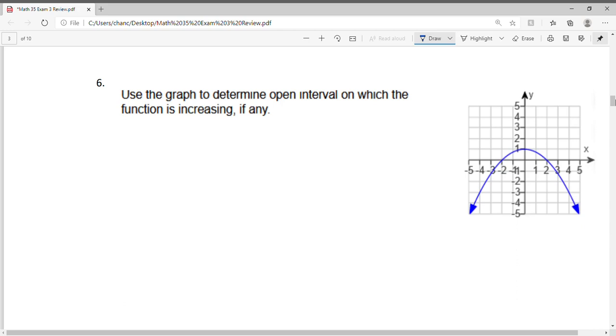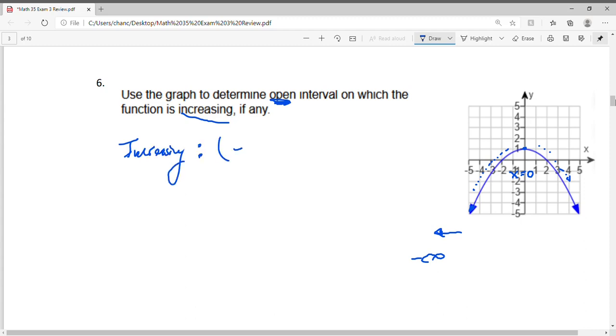Question 6, use the graph to determine open, the key phrase here is open intervals on which the function is increasing. That means we're going to look at where the function continues to rise. If you look at the graph, notice it is a parabola facing down, but it's increasing from the left side here, so that's all the way to the left. That's from negative infinity, and it keeps going up and up, and it stops here when x is equal to 0. Then it starts decreasing back down.